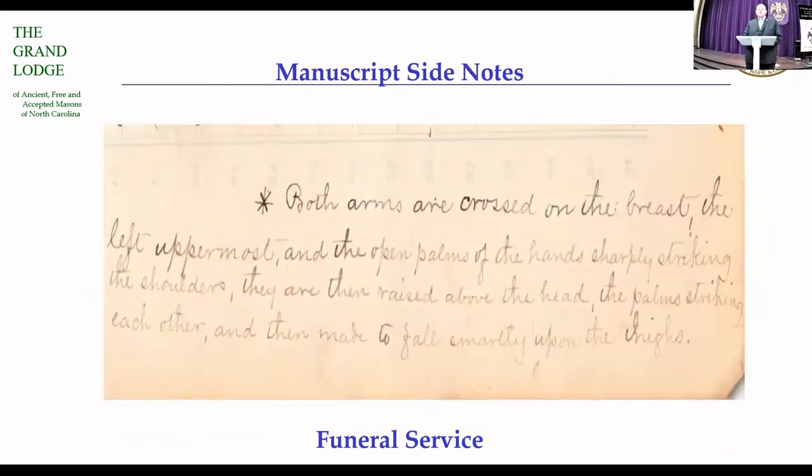Now, on the sidelines of the manuscript, I have turned this so you can actually read it, but this was on the actual side of the manuscript. We see an asterisk to where this was added into the funeral service. It talks about the funeral grand honors and how they're supposed to be done. So to them, I guess it was an afterthought. They forgot to put that in there. They thought Masons, being as they were, needed instructions on how to do things, and we need to tell them exactly how that needed to be done.